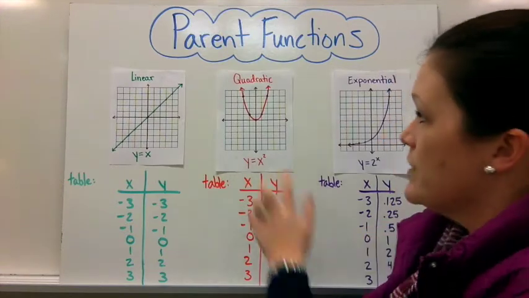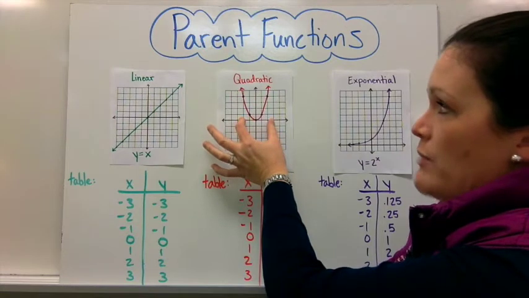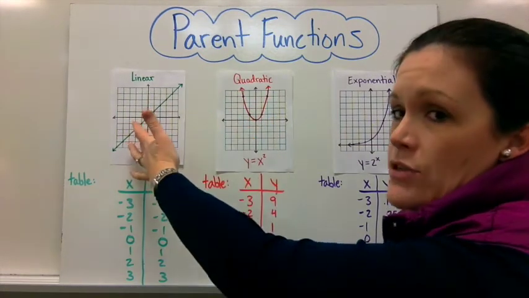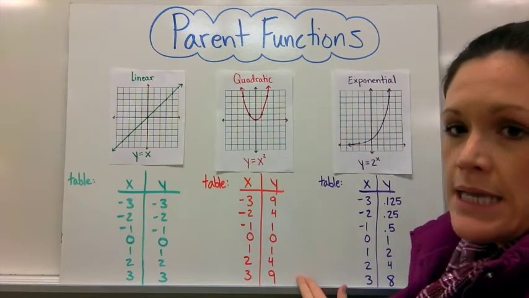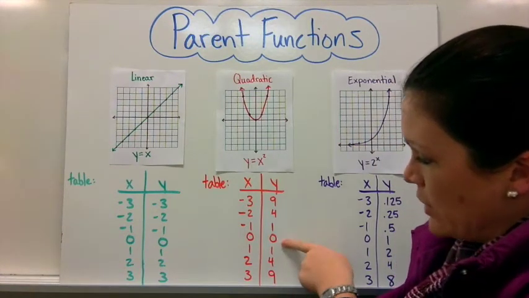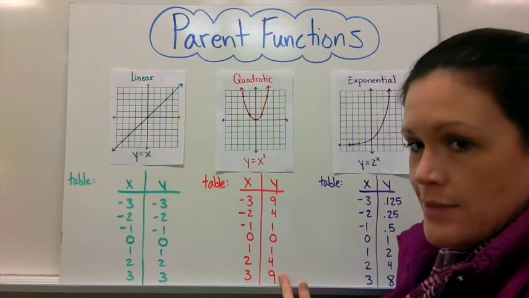and a symmetrical graph. It's symmetrical about the vertex. So notice if I folded it in half, it would match. That's not necessarily the case over here with linear. So with quadratic, it's symmetrical. We can also look at the data and see that our vertex would be here. And then right around that vertex, our y values repeat in a symmetrical way.